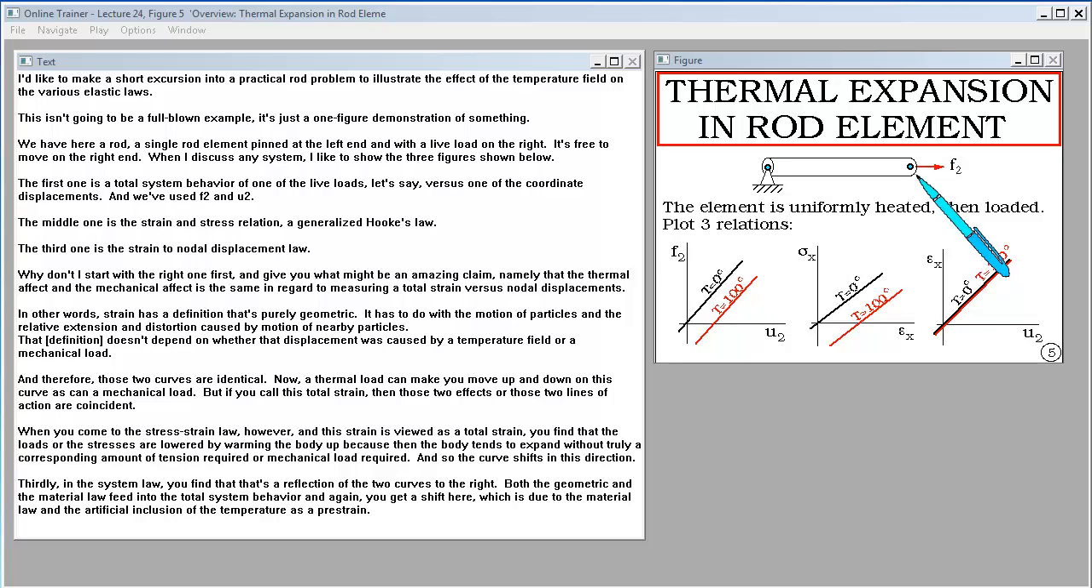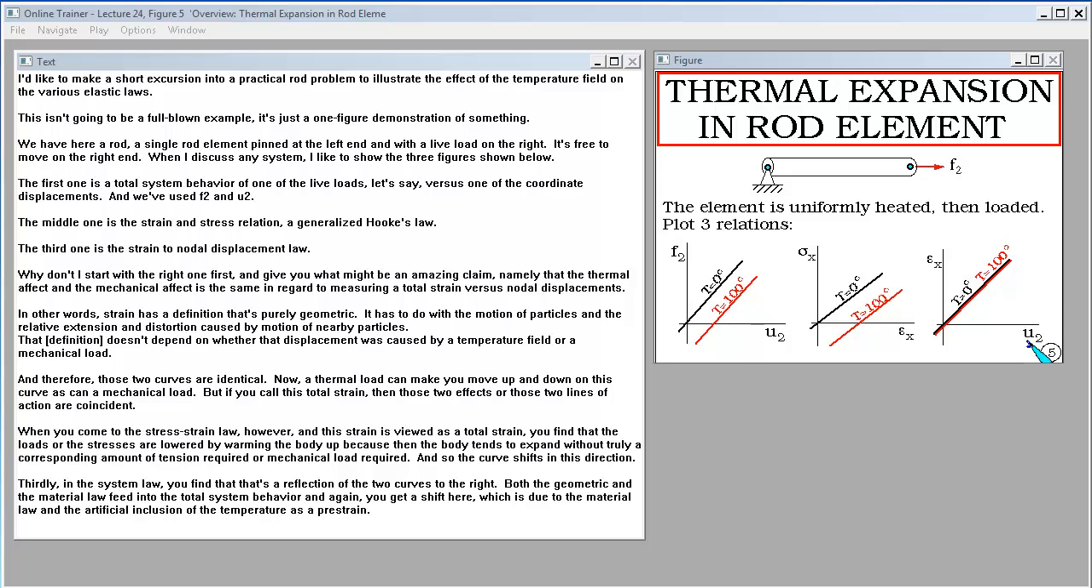When I discuss any system, I like to show the three figures shown below. The first one is a total system behavior of one of the live loads, let's say, versus one of the coordinate displacements. And we've used F2 and U2. The middle one is the strain and stress relation, a generalized Hooke's law. And the third one is the strain to nodal displacement law.